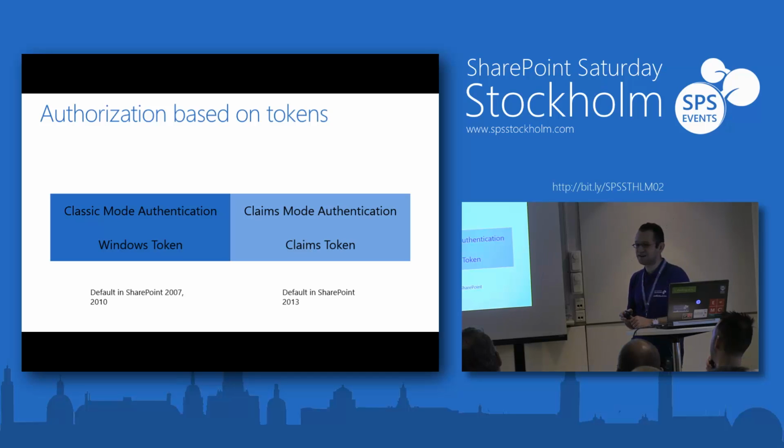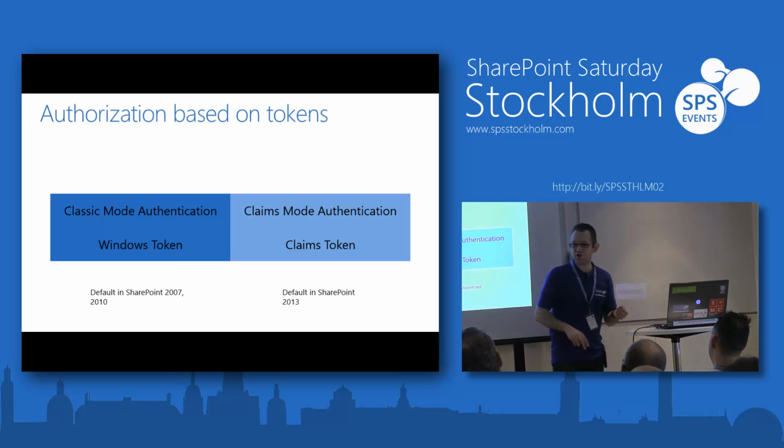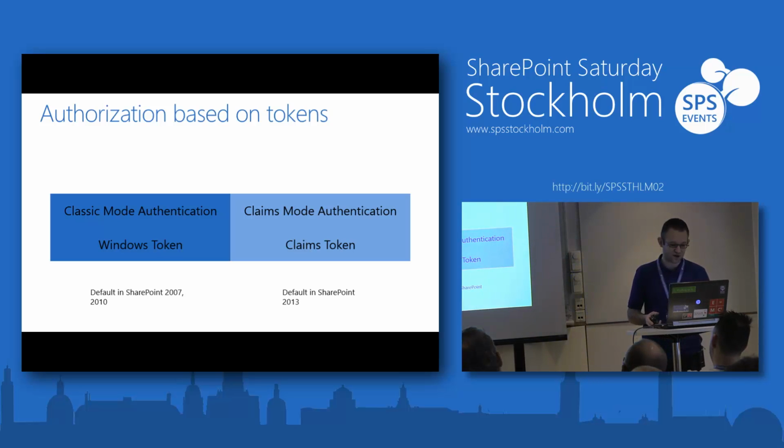Now, after you've been authenticated, the authorization process is there. And in SharePoint and in Windows and in most computer systems, the authorization is based on a token. Remember, in SharePoint 2007 and also in 2010, most of the people used classic mode authentication. And classic mode authentication means that your user provides a Windows token to SharePoint to do the actual authorization. In 2010, we already had claims mode authentication, but most of the people, or most customers I know, still use classic mode authentication.